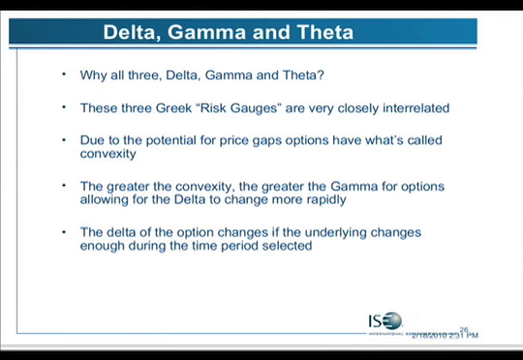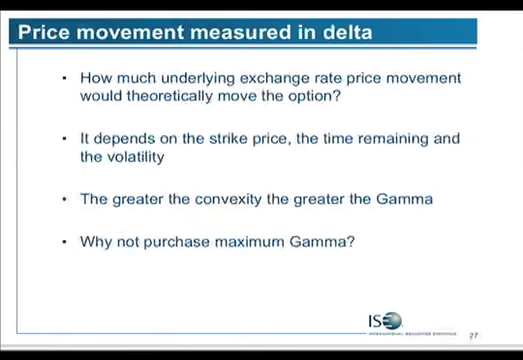So let's talk about delta, gamma, and theta. They are very closely interrelated due to what's called convexity. The greater the convexity, the greater the gamma for options allows the delta to change more rapidly. So the delta of the option changes if the underlying changes enough during a certain period of time. So the price movement is measured in delta. That's sort of our first stop when we're looking at the option Greeks.